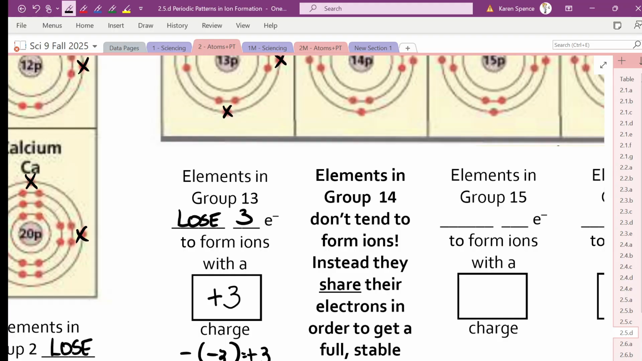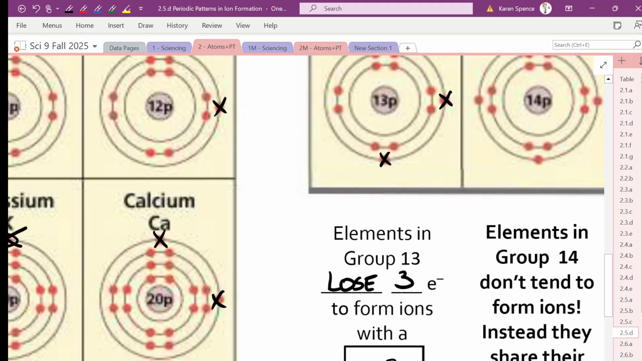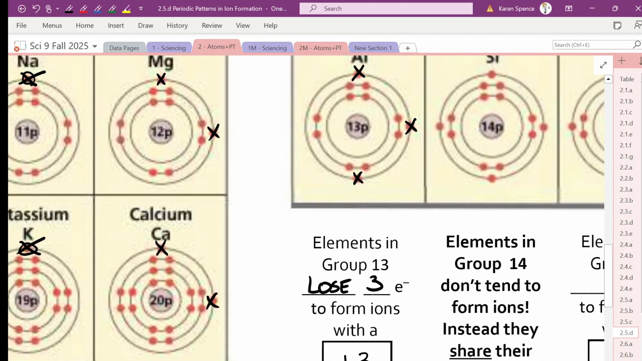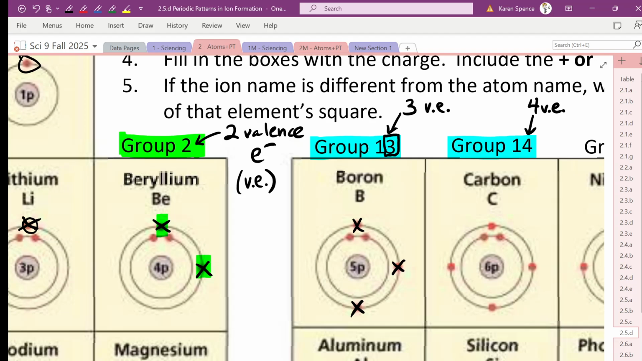So if I were to say to you, what is the charge of a calcium ion? You actually would not have to draw the entire Bohr model. You could look at calcium, say calcium is in group 2. It has 2 valence electrons, so I need to take those away. That means calcium is going to be +2. Okay? You can draw out the whole Bohr model if you find that helpful, but you don't have to. You can do those little shortcuts.